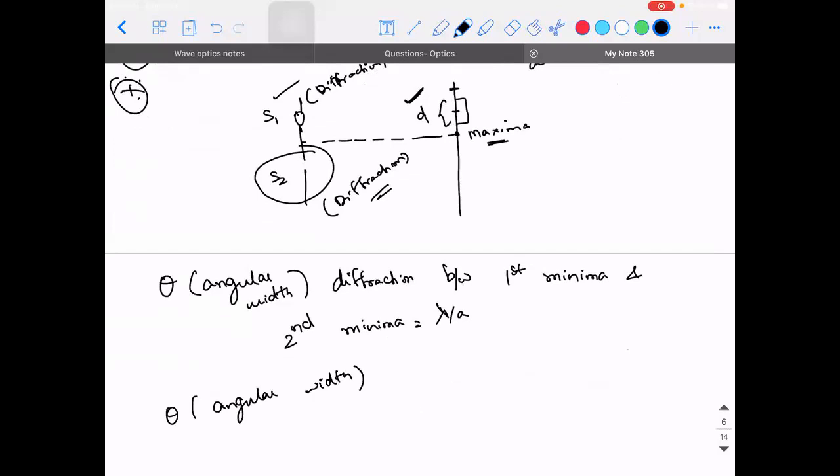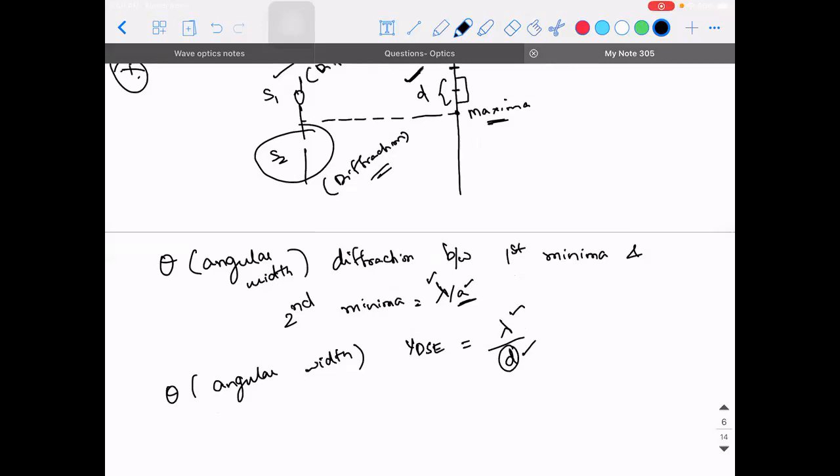The same angular width in the case of YDSE is how much? It is lambda divided by d. The difference is here also lambda by distance, here also lambda by distance. In the case of diffraction, a represents the width of each slit, whereas in the case of YDSE, you are not concerned about the width, rather we are concerned about the distance between each.